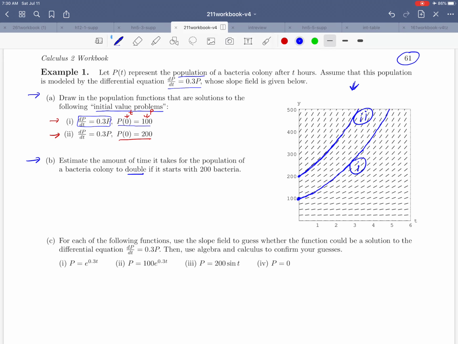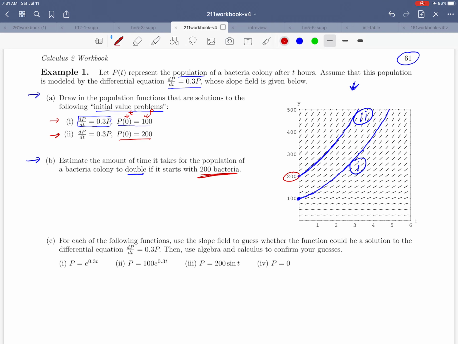Okay, well, one kind of hurdle we need to get over is which curve do we want to use here? Okay, we've got two curves that we drew. Notice that the key is this condition here. They tell us that we're talking about a bacteria colony that starts out with 200 bacteria. That matches the second curve that we drew. That's the one that had a starting population of 200.